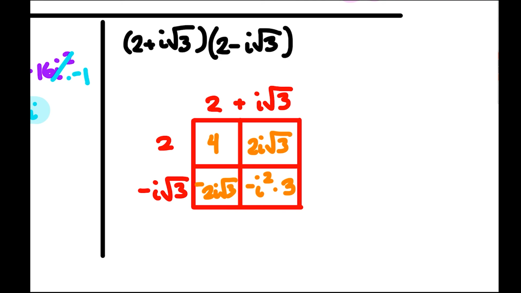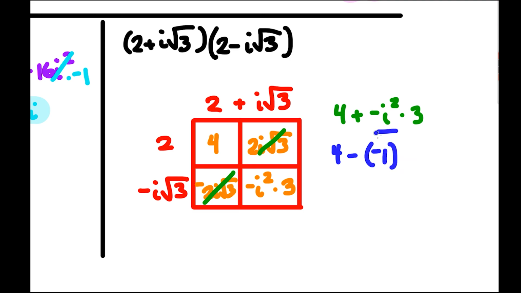Okay, we're going to simplify this. So we're going to have 4. Well, this and this are going to cancel, so I'm not even going to bother writing that down. It's going to be 4 plus -i squared times 3, okay, which is going to be 4 minus -1. So I just wrote that as -1 there. The minus is right there, times 3. And you end up with 4 plus 3 is 7 for the final answer.